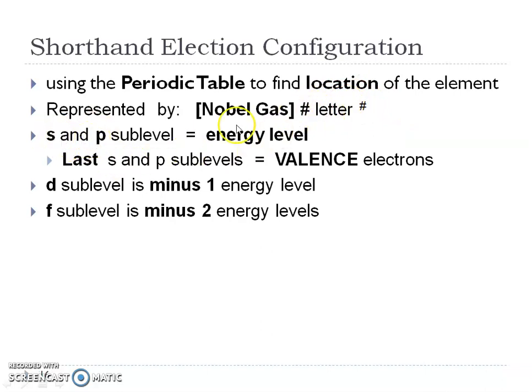The S and the P sublevels correspond to the energy level. And actually those S and Ps are going to give us those valence electrons. Again, something that's going to be really important later when we talk about bonding. But when we get to the D sublevel area, we're actually going to subtract one energy level. Again, remember, energy level is that period, or row, of the periodic table. And the F sublevel, we're actually going to minus 2. Okay, so what does that mean?